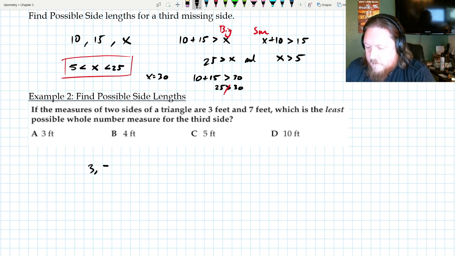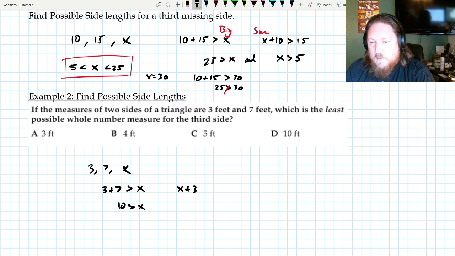So I have 3, 7, and x. I want x to be the biggest, so 3 plus 7 has to be greater than x. So 10 has to be greater than x. Now I take x plus 3 and assume x is the smallest, and it has to be greater than 7. So x has to be greater than 4. Okay, that gives me my range: the low value, less than x, which is less than the high value.